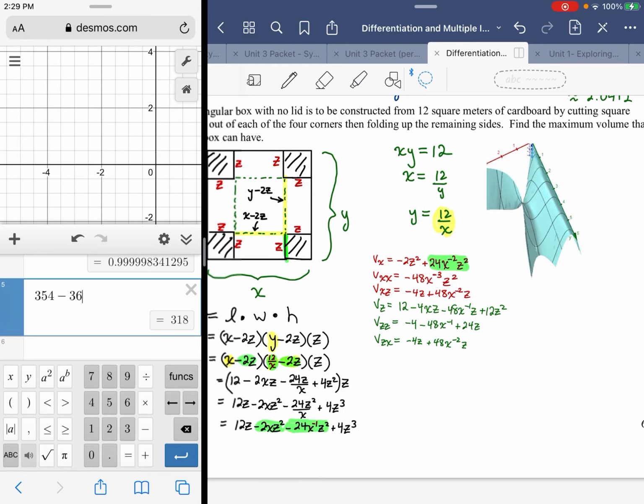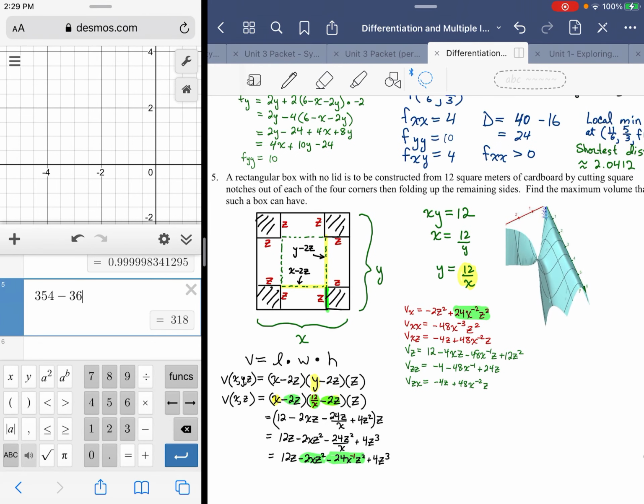So I got a lot more information than I needed to find my critical values, but I'm going to need to find that stuff anyway. So now I'm going to go through the process of finding those criticals.